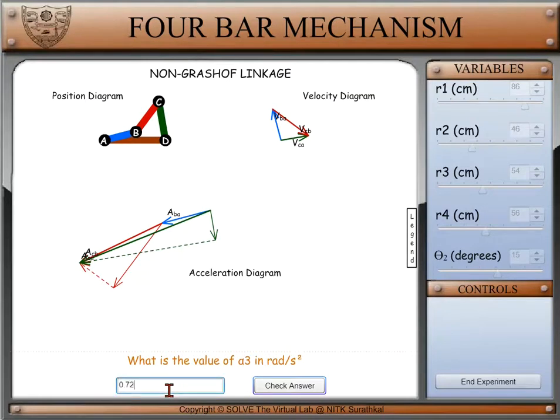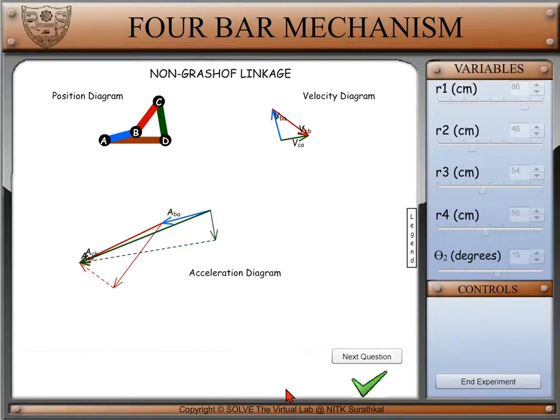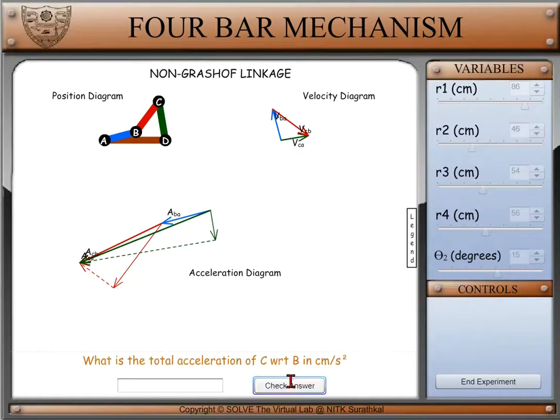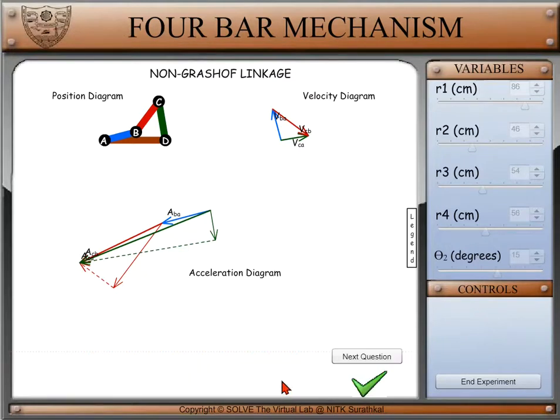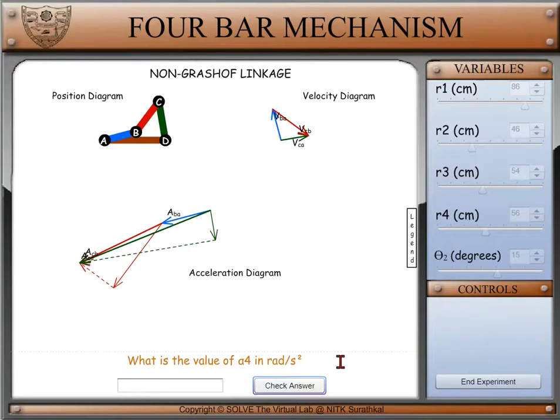Enter your answer. Check your answer. Move to the next question. Calculate the total acceleration of C with respect to B. Check your answer. Move to the next question. Calculate angular acceleration A4. Check your answer. Move to the next question.